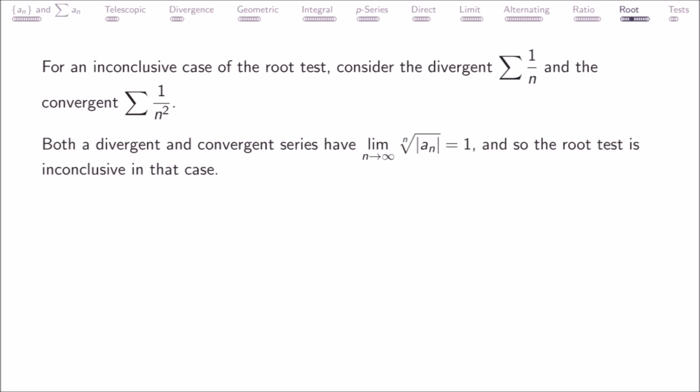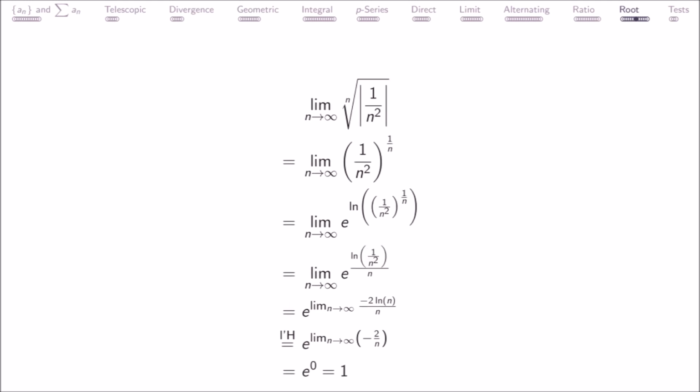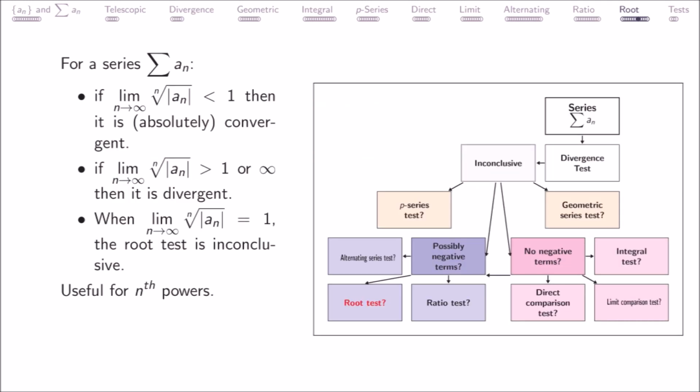For an inconclusive case of the root test, consider the divergent 1 over n and the convergent 1 over n squared. Both a divergent and convergent series have limit of the nth root of the absolute value of the terms equal 1, and so the root test is inconclusive in that case. Here we have the following. And here we have the following. Here is the flowchart.